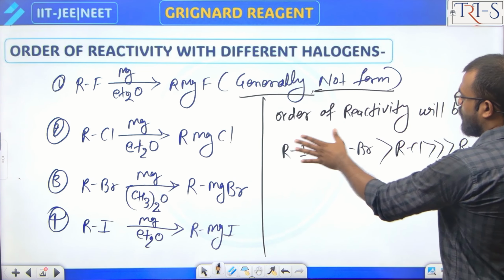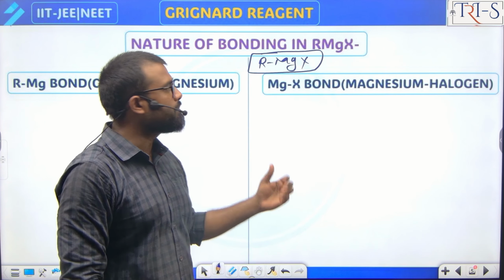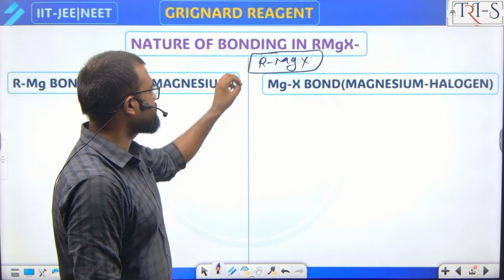So if we talk about the bonding present in RMgX, generally RMgX is represented like this, in which R is single bonded with Mg, which is connected with a halogen. We will talk about what kind of bond is present between R-Mg and Mg-X. This is the basic concept of the nature of bonding in RMgX. Every student should know what kind of bond is present between them.